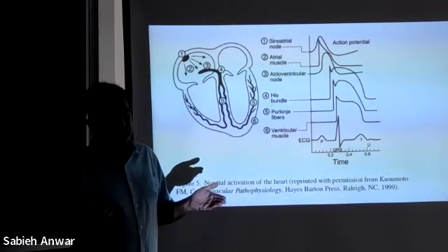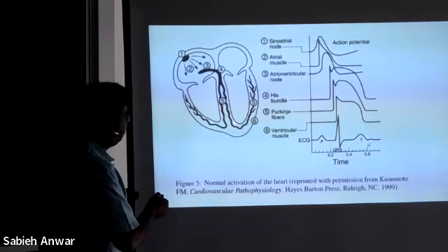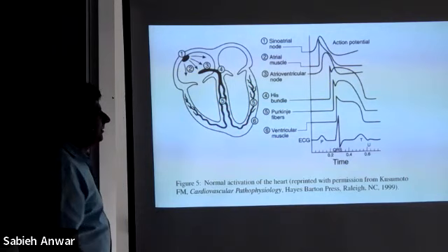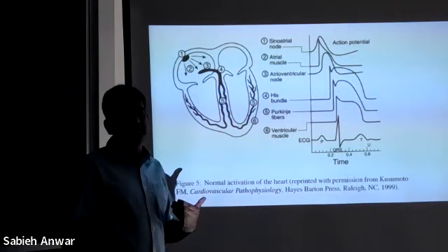So once the signal reaches the His bundle, it branches off into two parts, which are called the Purkinje fibers. And then these fibers are spread out in this wall, the septum, as well as the ventricular muscle. And the signal finally goes to the ventricular muscle. And when it reaches the ventricular muscle, this is what the action potential looks like. Very familiar to the action potential in the nerves that we've seen already.